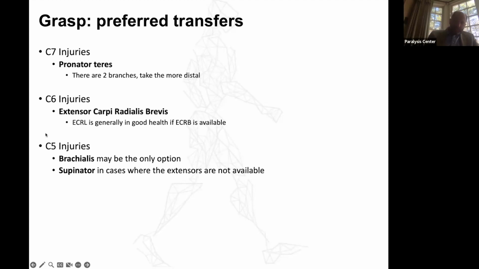But when that guy is not available, now we're going all the way up to the arm, and this is the C5 injury patients. And that's a little bit tougher one. That's the brachialis muscle. We usually do this in a two-stage operation. We bring a graft down into the arm, and then we have to hook it up later on. If we can't get the fingers to open with the supinator, we can use that one and make that be the finger closer as well.